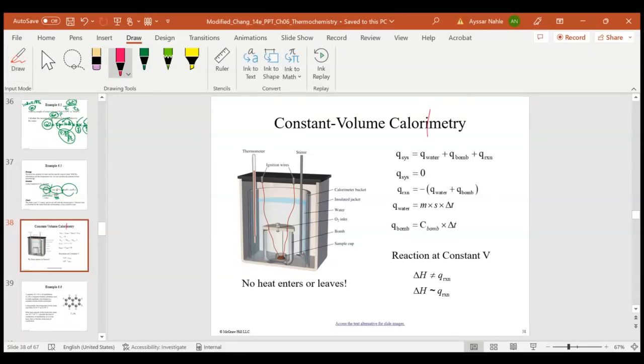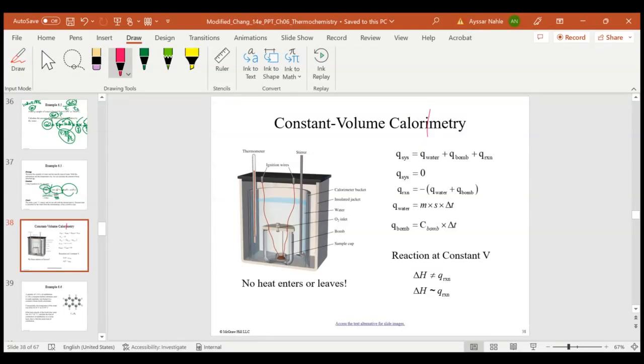Calorimeter or calorimetry. Calorimeter means what? Meter means what? Device. Voltmeter is a device that will measure the voltage. Calorimeter is a device that will measure the amount of calories absorbed or released from a system. Colorimeter is a device that will measure the intensity of color. Thermometer and so on.